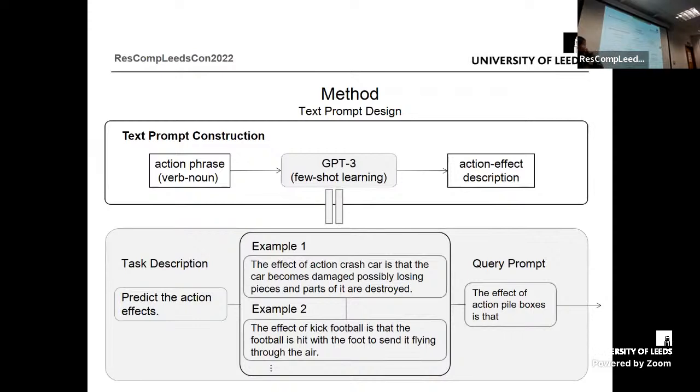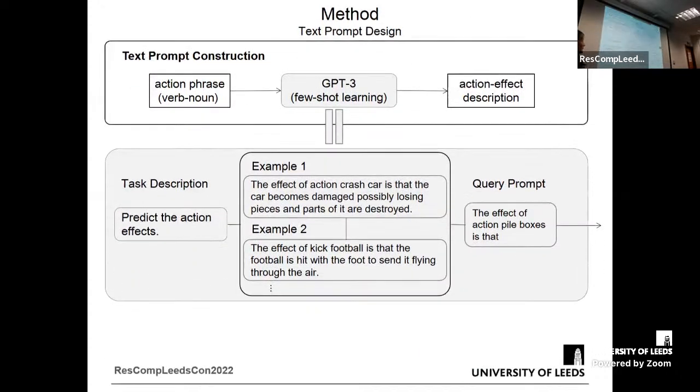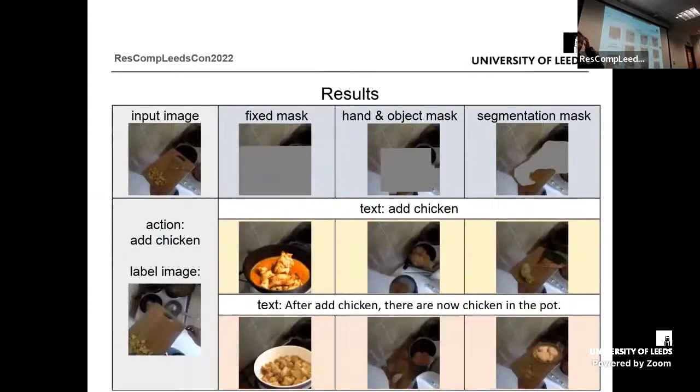The key step for our method is the text prompt, the way we said previously, that we generate the action effect description from the verb noun phrase. What we do here is use prompt engineering. For GPT-3, we give it the task description, that it predicts the action effects, and give it a few examples, and for the actions without effect descriptions, we let it generate. And so here we list the three action examples as we see the results.